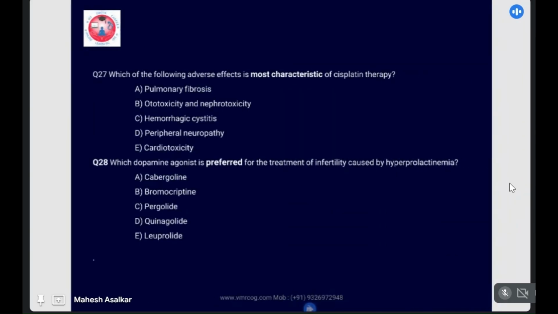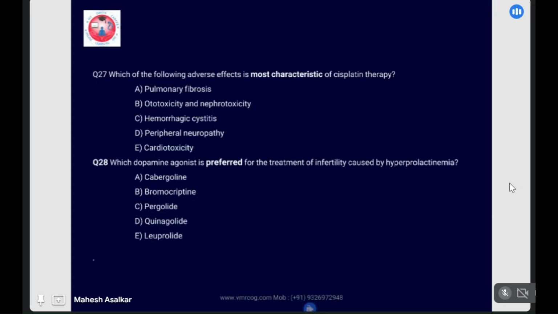Okay, Dr. Sinchana, question 27, question 28. Yes, sir. Which of the following adverse effects is most characteristic of cisplatin therapy? A. Pulmonary fibrosis. B. Ototoxicity and nephrotoxicity. C. Hemorrhagic cystitis. D. Peripheral neuropathy. E. Cardiotoxicity. I think it is B. Ototoxicity and nephrotoxicity. Yes, cisplatin ends with N, and this side effect starts with N, that is nephrotoxicity. So cisplatin, nephrotoxicity, and ototoxicity is also there.